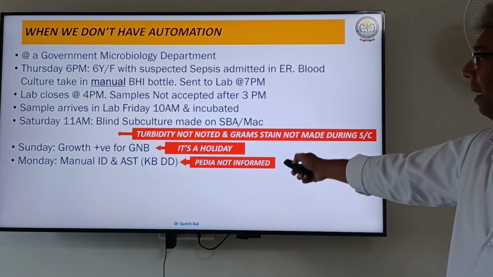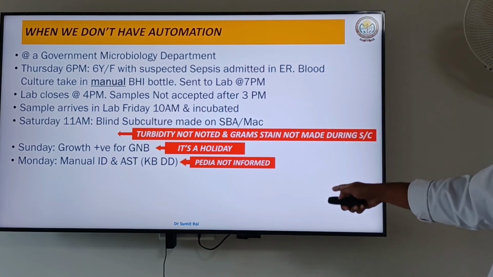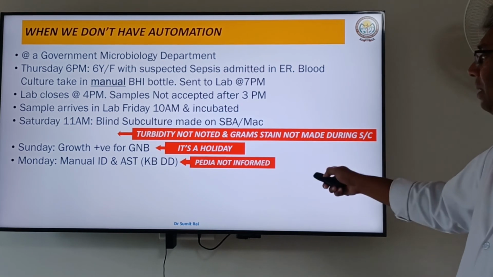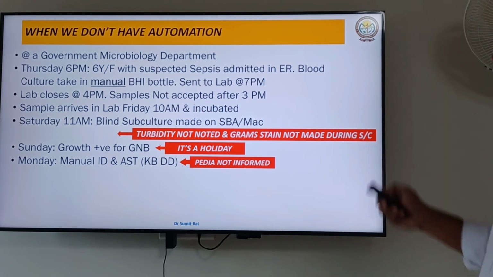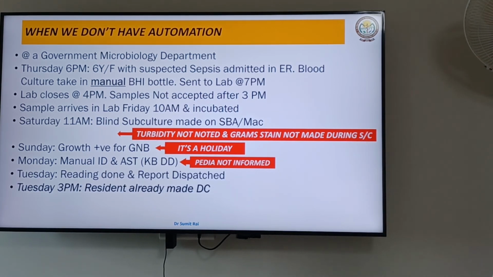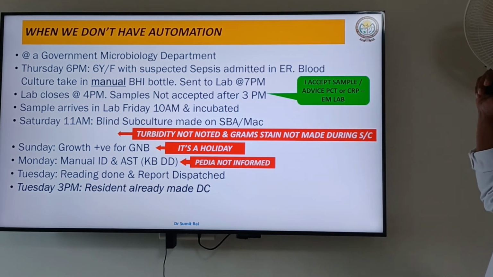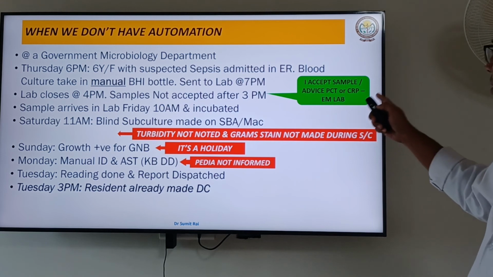The pediatrician is still not informed. Again, non-communication with the clinician is a crime. You have to call the clinician, talk to them, speak to them, message them, whatever is possible. You have to tell the clinician what the critical alerts are. For that, you need to define your critical alerts. So, you have to accept the sample irrespective of the time, because blood sepsis is an emergency, you cannot just refuse the sample.